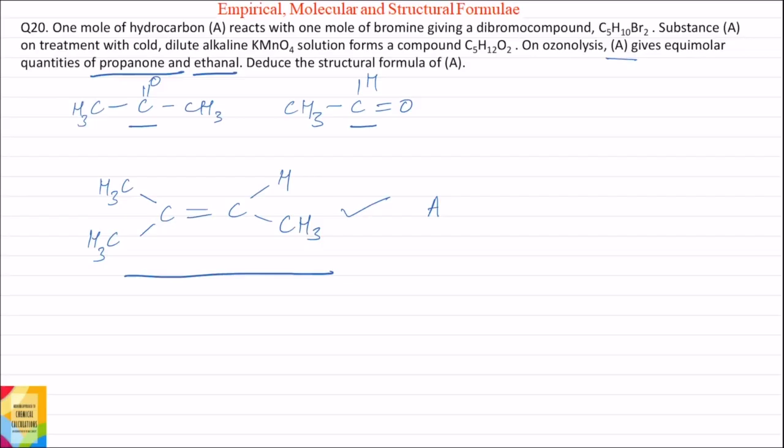And when 1 mole of A reacts with 1 mole of bromine, there is an addition reaction taking place at the double bond, giving the product C5H10Br2. Similarly, during treatment with cold dilute alkaline KMnO4, there is addition of two OH groups across the double bond, giving the product C5H12O2.